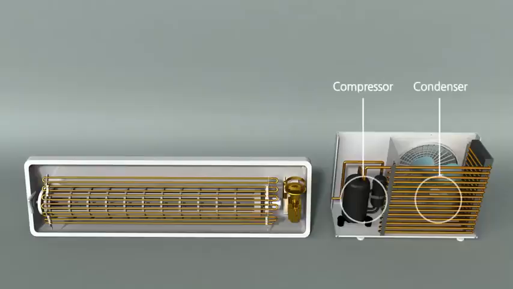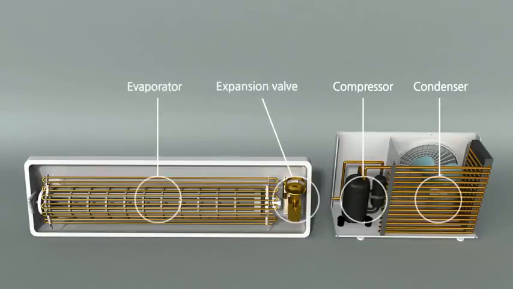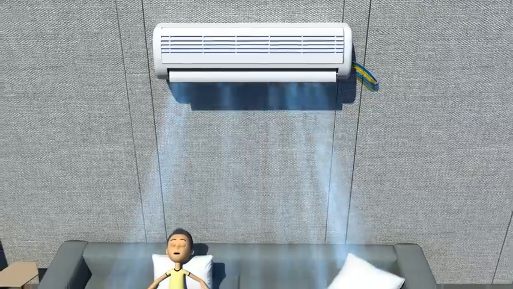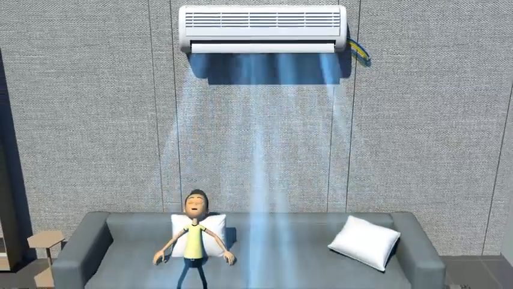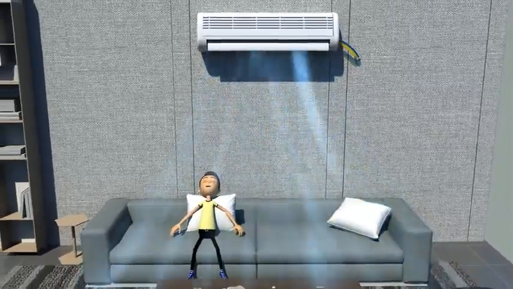The compressor and condenser are built inside the outdoor unit of an air conditioner. The evaporator and expansion valve are built within the indoor unit of an air conditioner, which is what we normally refer to when we talk about an air conditioner. Now, let's dive deeper into the functions of each mechanical component of an air conditioner.